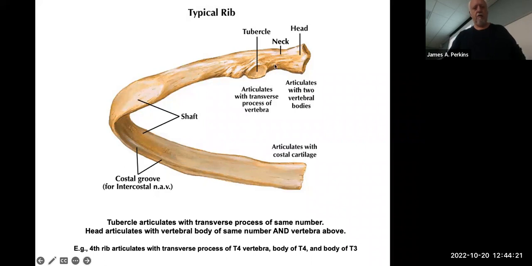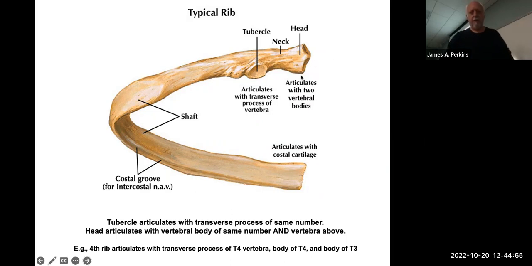Then there's a narrow neck, and then the most medial part, and also the most posterior part, is the head of the rib. The head of the rib is the part that articulates with the vertebral bodies. Now, if you look closely at the head of the rib, you see it actually has two flat surfaces. There's a smaller superior surface and a somewhat larger inferior surface. These actually articulate with two different vertebrae.